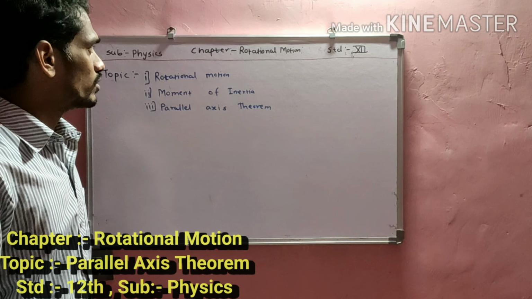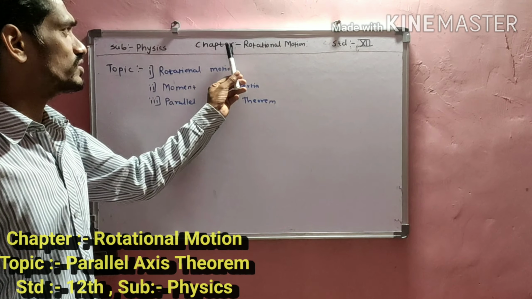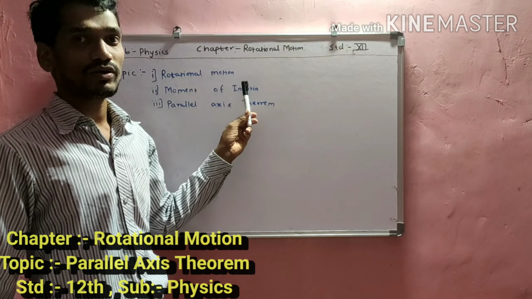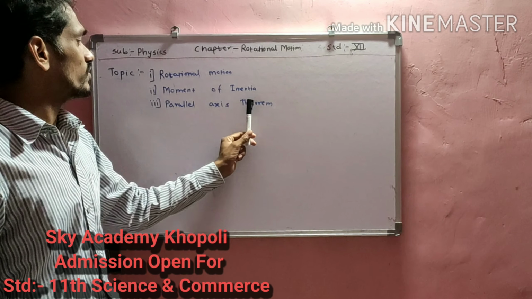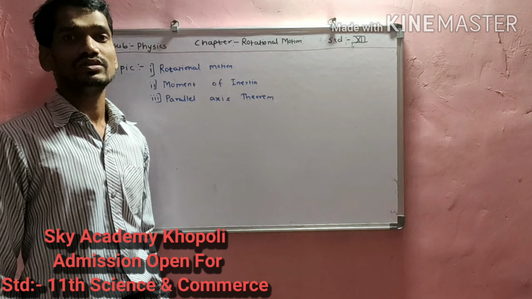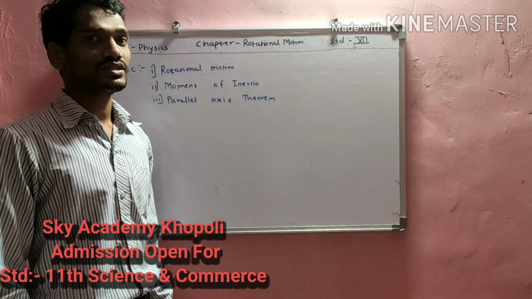Okay students, we are going to start chapter number one from the 12th science physics, rotational motion. We are going to start with moment of inertia and the parallel axis theorem. These three topics we are going to discuss in this video. So let's start the video.